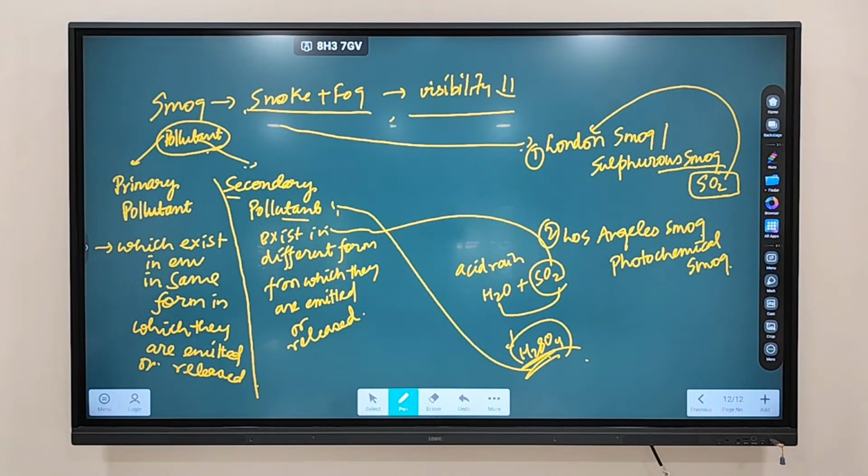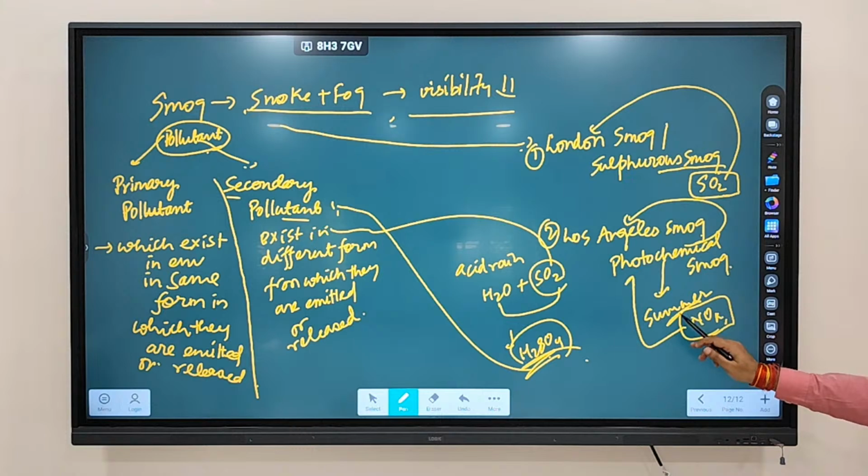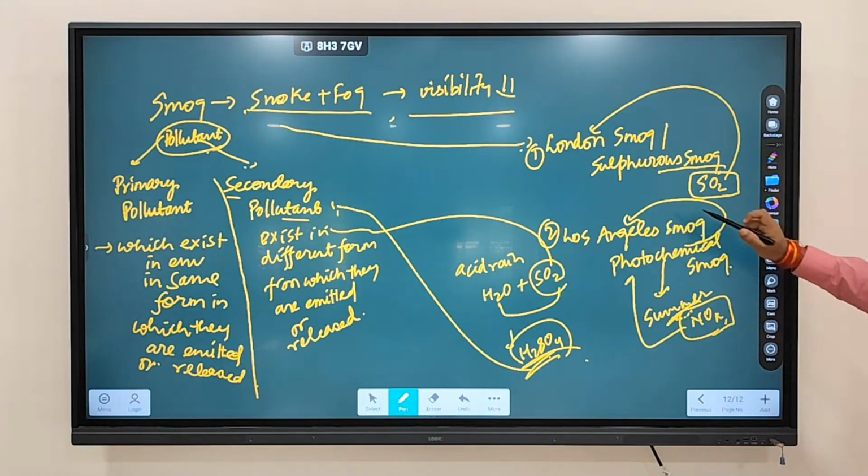The second type of smog is called Los Angeles smog or photochemical smog. Now this was first observed in Los Angeles, and it was generally observed in the summer months due to the release of a high amount of nitrogen oxide. That's why it is referred to as photochemical. Photo means light, so light is required to form this type of smog. That's why it is referred to as photochemical smog or sometimes summer smog. This London smog is also referred to as winter smog because it is generally observed in winter. Clear?